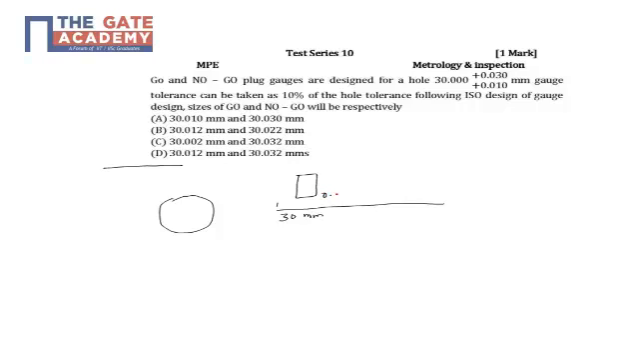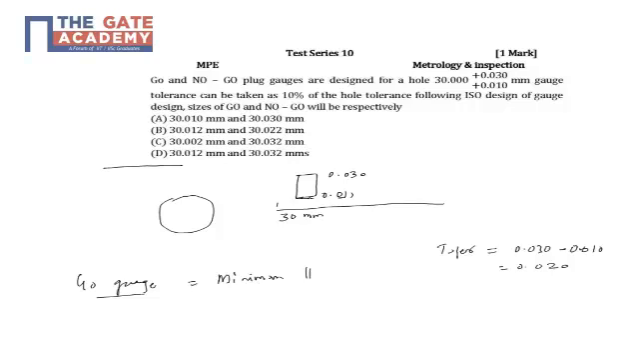This is 0.010 and this is 0.030. So the tolerance, if we calculate, it will be 0.030 minus 0.010, so it is 0.020. Now the go gauge has to be something which should be able to pass. So it should be lesser than the minimum hole dia, right? It should be actually equal to the minimum hole size.